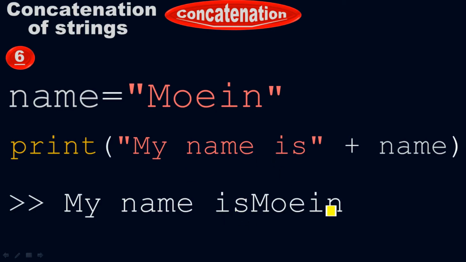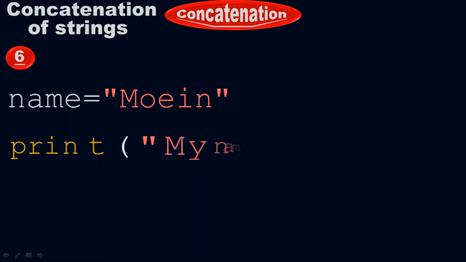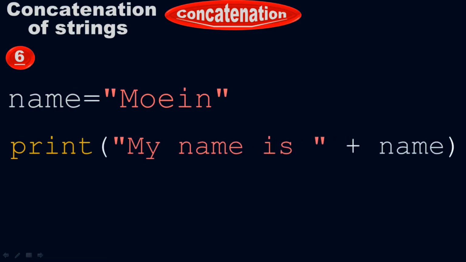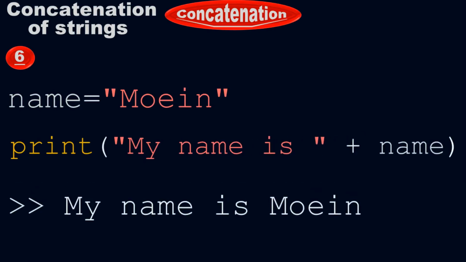What I did here, I enclosed this expression my name is inside the quotes and then concatenated it with the variable name. What is my name? My name is Moein. So plus name, therefore it equals to Moein here, because the value of the name is Moein. Therefore you will get my name is Moein. But how to give a space between is and Moein? So let me give a space here. I'm going to take the same problem and we'll do a little bit of modification. Therefore we'll get my name is Moein.